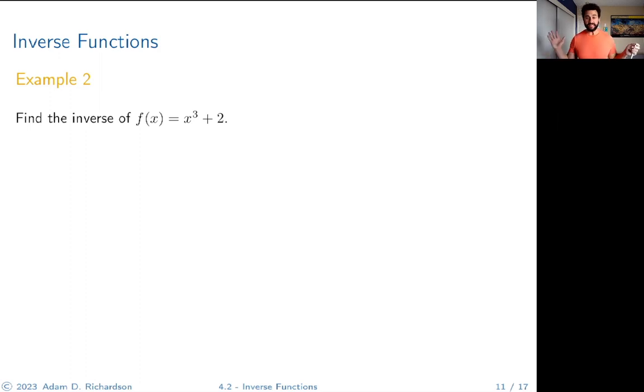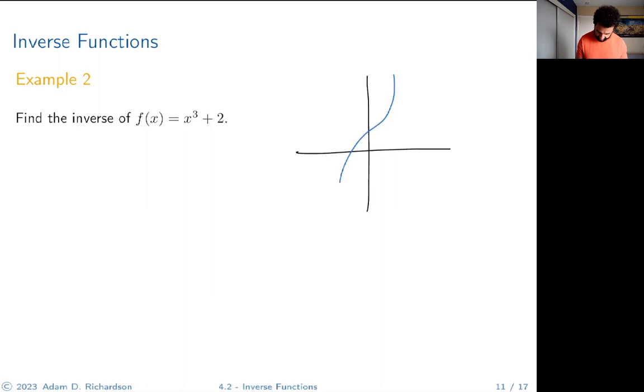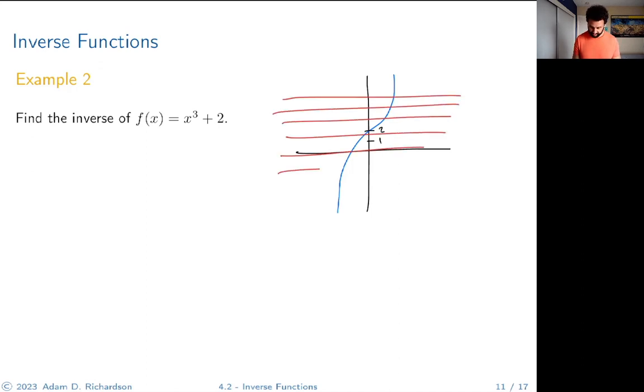First of all, is this function even invertible? That's the first question you should ask. If you can remember what the graph looks like, you'll see that it is. So let's do a quick sketch of the graph. It looks something like this, where this is the point 2. This is what the graph of x cubed plus 2 looks like. Notice that it passes the horizontal line test, right? No matter where I draw a horizontal line, it's only going to touch the graph once. So this is actually invertible.